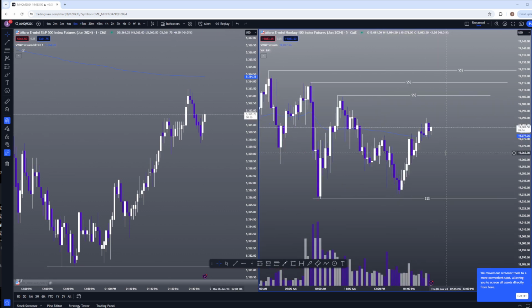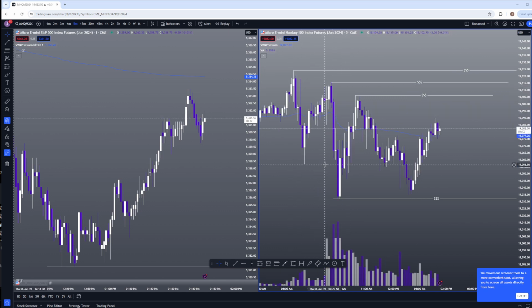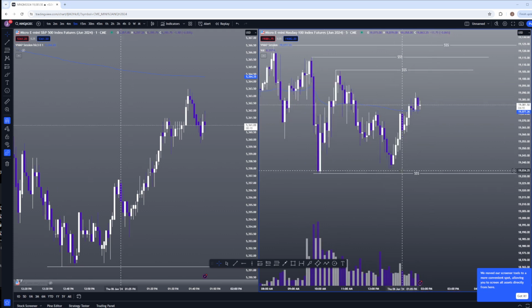Go down to a 5-minute. We have a few more swing highs. One swing high here, and then one swing low down here. I'm not going to chart that because it's pretty much the same level as this low here.